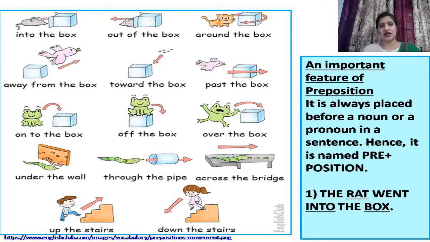So similarly, the rat went out of the box. Out is a preposition. The cat ran around the box. Around is again a preposition. The bird flew away from the box. Away is again a preposition.